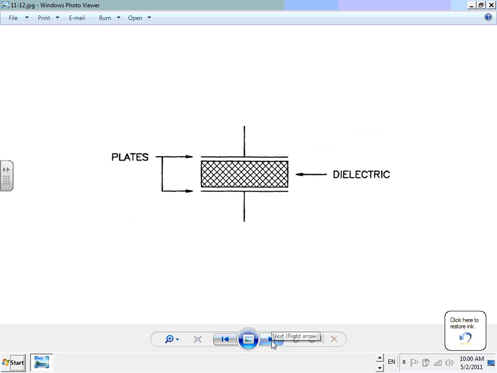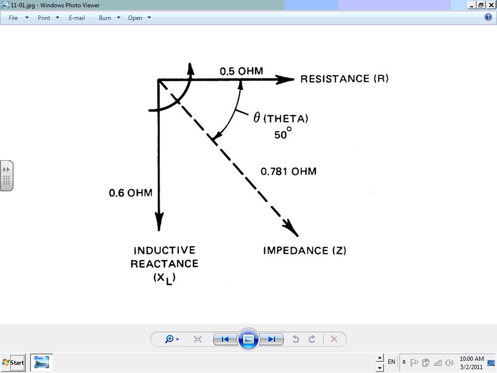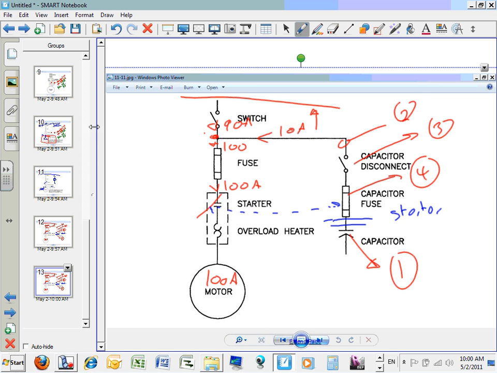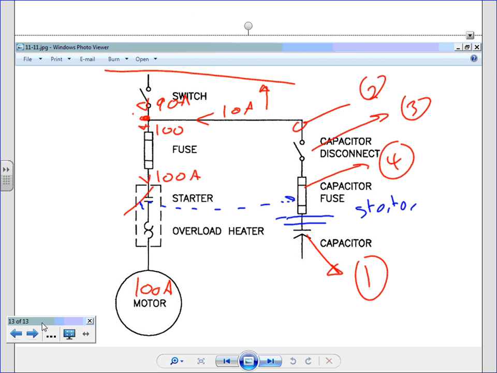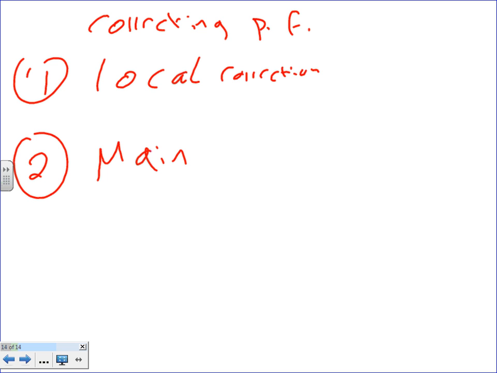So if you move in here, capacitor, this is testing a capacitor, guys, for open and close, basically. And you guys are not going to be testing capacitors. So I'll go directly into correction. Let me tell you, correcting power factor. Correcting power factor, two ways. Number 1, local, and number 2, main. I'm going to call it local correction and main correction.